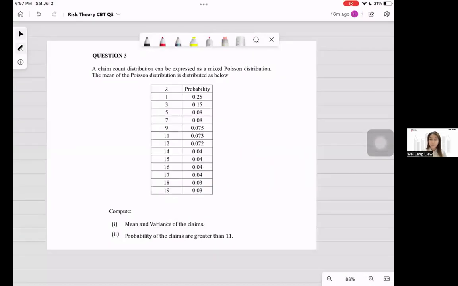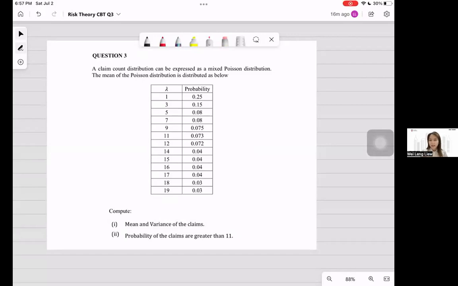All right, so the question that I was given to give a tutorial on is question 3. And the question is, a claim count distribution can be expressed as a mixed Poisson distribution. The mean of the Poisson distribution is distributed as below.